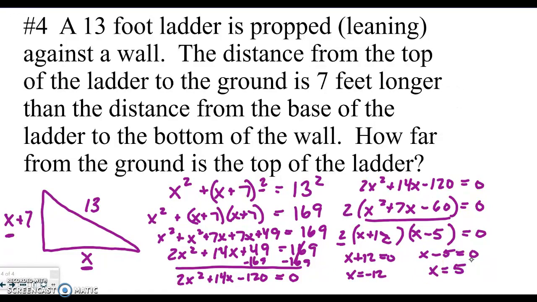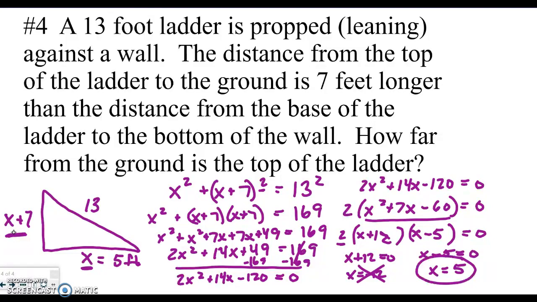Okay. Again, one of these makes absolutely no sense at all. That's the negative 12. Can't have a negative dimension. So my x value here is equal to 5. Remember, just because I found x does not mean I've answered the question. Go back, read the question. The question says, how far from the ground is the top of the ladder? So right now, the only thing I've answered is that I know at least that this dimension is 5 feet. But they were looking for this dimension.